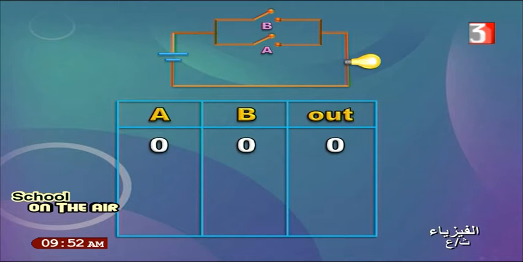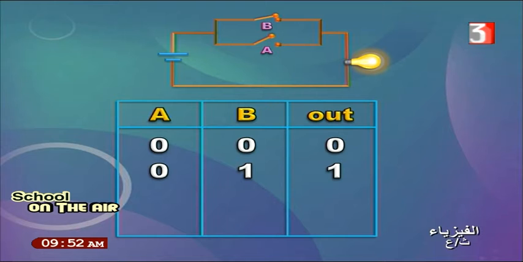First possibility, both of them are open, 0, 0. Of course, no current reaches the bulb. And now, if A is open, but B is closed, the current will find the path to reach the bulb, so the bulb will glow.